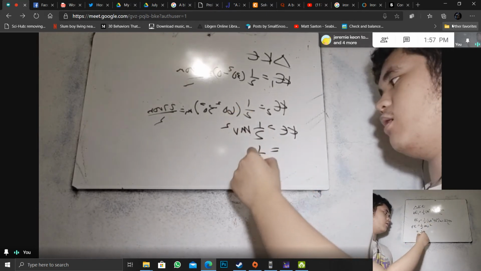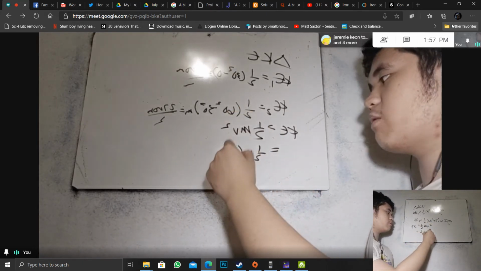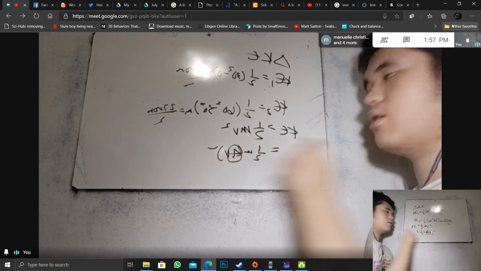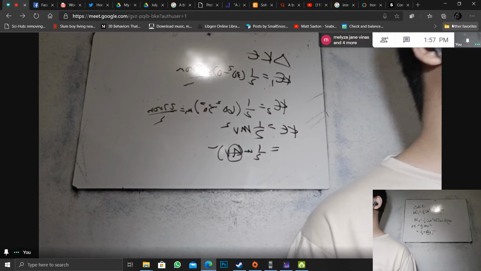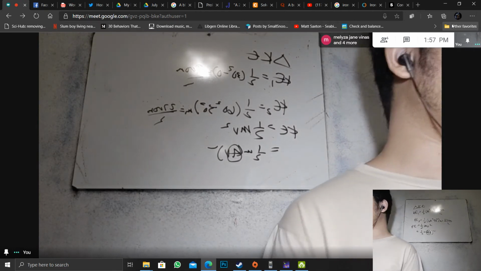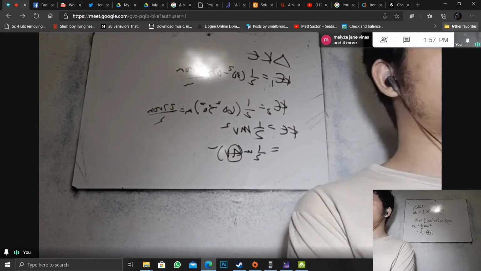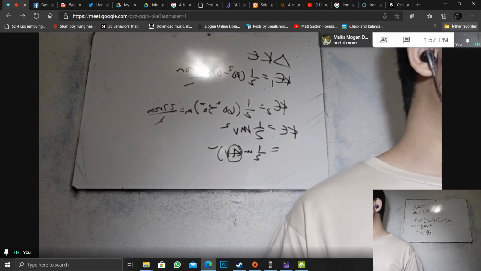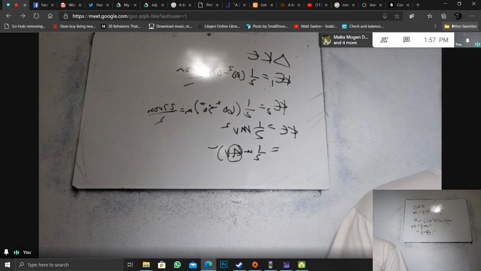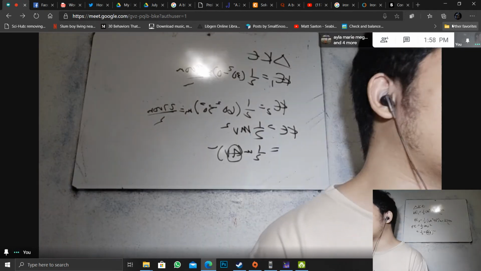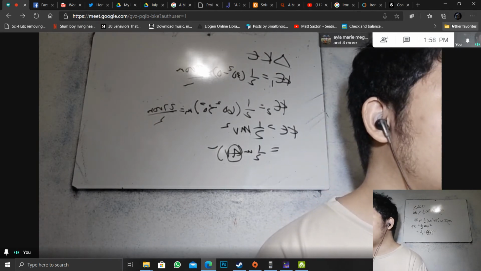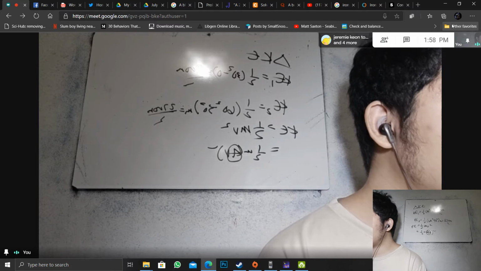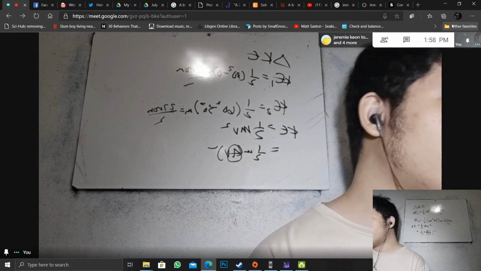Times 4, di ba? So, 4 KE1. Number 3 is letter C. Okay? Sige, next. Number 4. A ball is thrown straight up. At what point does the ball have the most energy? Pareho lang kahit saan. Okay? Kasi, by conservation of energy, dahil wala namang air resistance na nakasulat dyan, the energy of the ball is the same at all points. Okay?